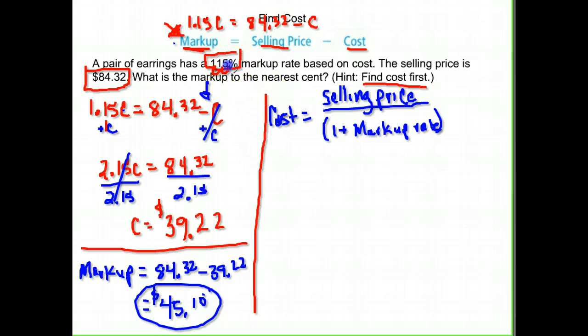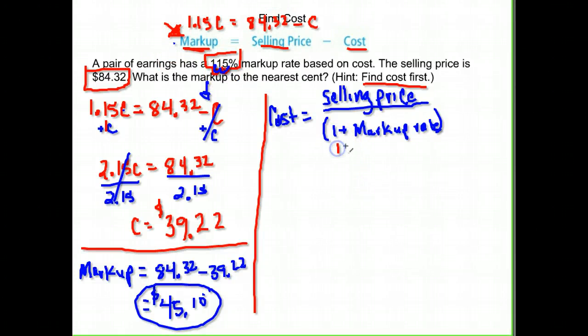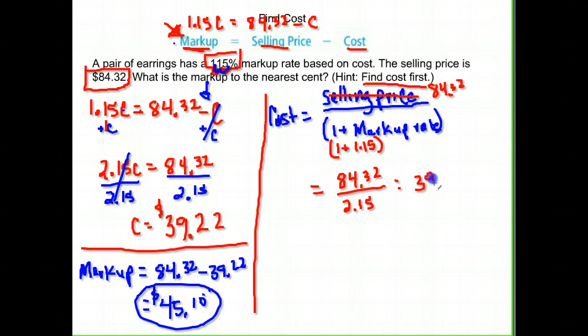So again, what I would do is take my markup rate, change it to a decimal, so I get 1.15, and add 1 to it. Okay, so this would be 1 plus 1.15, and on the top I would have my selling price of $84.32. Okay, so my cost would be $84.32 divided by 1 plus 1.15, which is 2.15. And notice we have exactly the same thing we had going on the other side. All you're doing is avoiding plugging in C's.